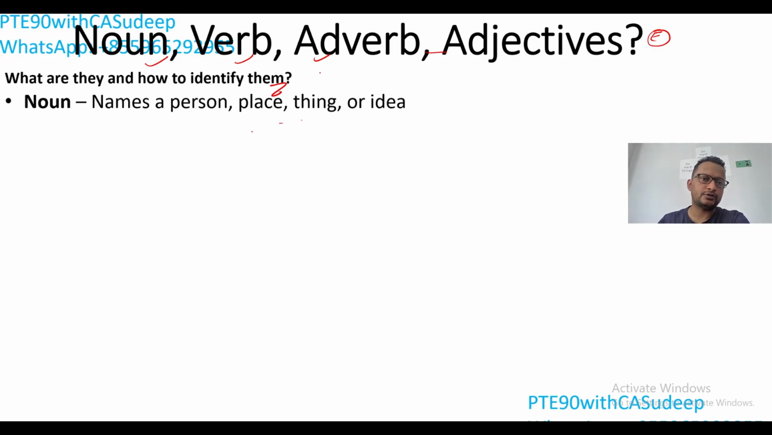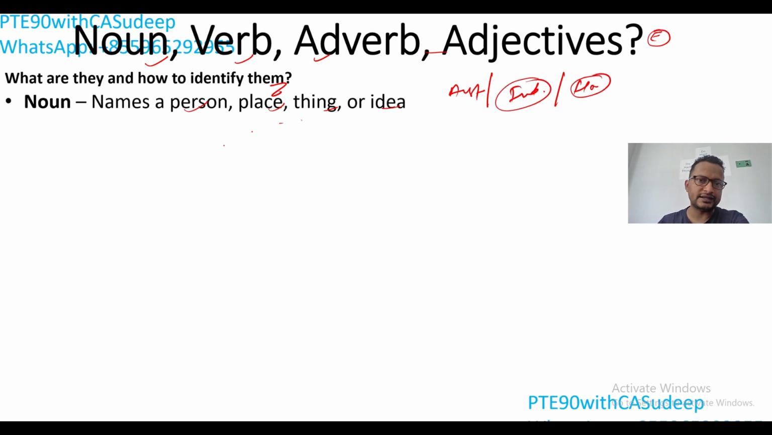Okay, first is noun, right? In school, I think you might have learned that a noun is the name of a person, place, thing, or idea. For example, Australia is a noun, and India is a noun. House is a noun. It talks about a thing, and it talks about a place name.